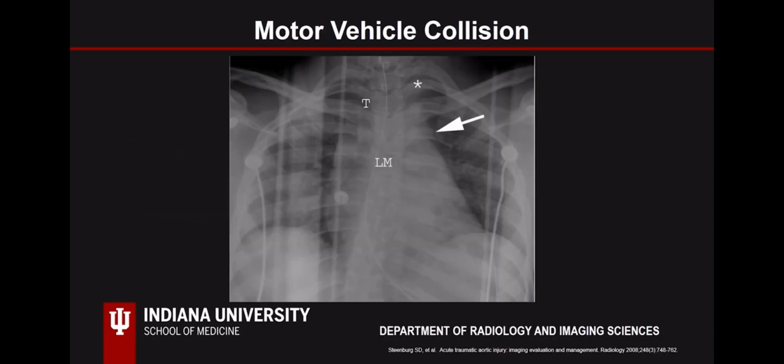Here's a classic chest X-ray of a patient with a traumatic aortic injury. We have abnormal mediastinal contours with an ill-defined aortic arch. We have inferior displacement of the left mainstem bronchus. We have rightward deviation of the trachea and NG tube, and left apical pleural capping due to hemothorax.